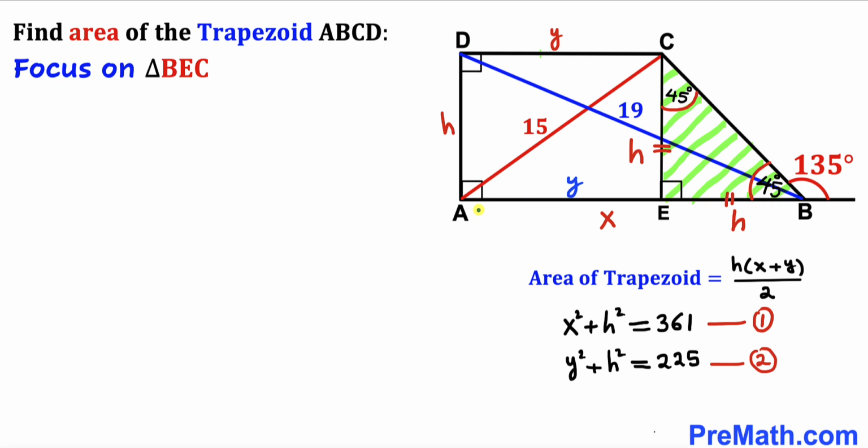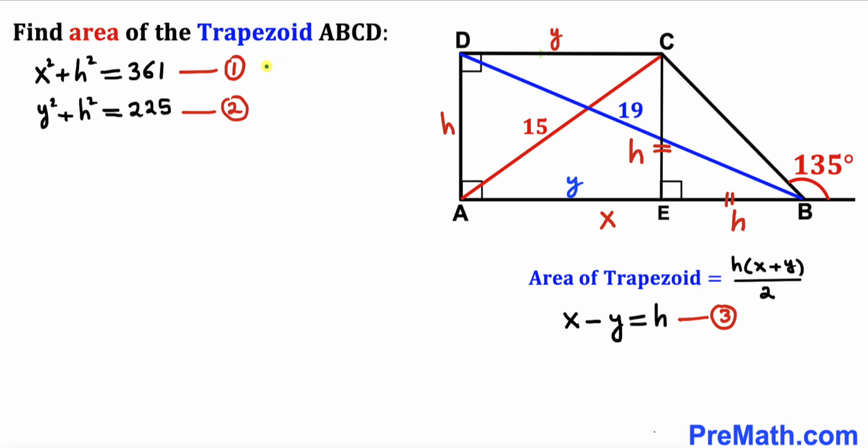And now let's make another observation. We can see that this whole length AB is x, and this AE segment is y. So therefore, this segment EB is going to be equal to x minus y, and our EB length is h. So therefore, I can write x minus y equals h, isn't it? Let me call this our equation number 3.